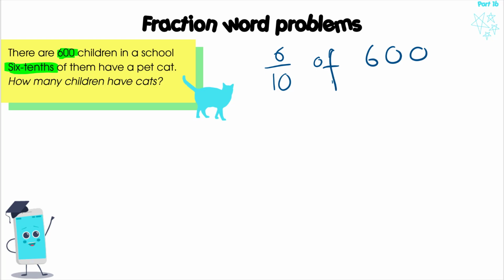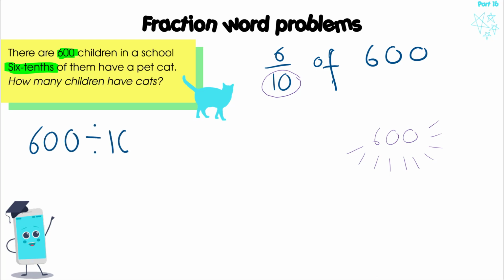Step 1, we share by our denominator. My 600 needs to be shared into 1, 2, 3, 4, 5, 6, 7, 8, 9, 10 groups. So I'm first of all going to do 600 divided by 10.